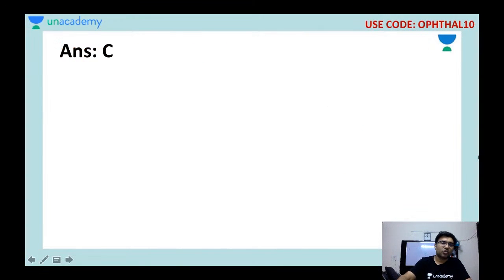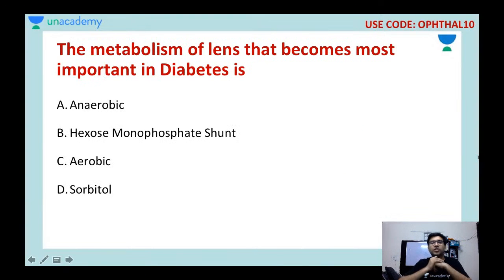Okay, let's move to the next question. Next question is, which metabolism of the lens becomes most important in diabetes: anaerobic metabolism, hexose monophosphate shunt, aerobic, or sorbitol metabolism? Try to answer.